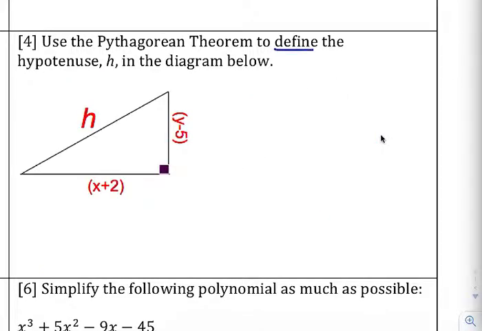And so we should probably first understand what this word "define" means. That basically just means tell me what h is. It doesn't necessarily have to be a numerical value. It just has to be like h equals.